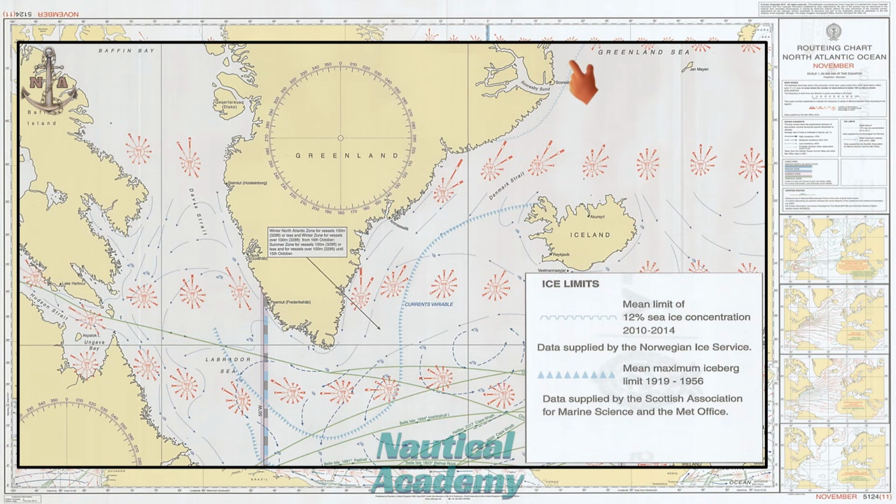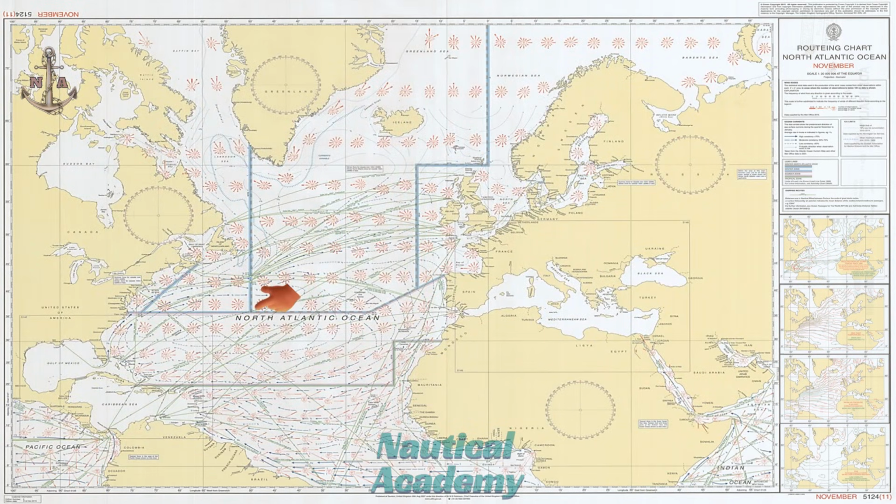sea ice, not icebergs. Next, we have the mean maximum iceberg limit, indicated by a line made of small connected triangles. This boundary is derived from historical data collected between 1919 and 1956, and it shows the furthest extent to which icebergs have been observed. When planning a passage inside this limit, you must be prepared for the possibility of encountering icebergs. Therefore, the entire region enclosed by the iceberg limit line should always be considered a potential iceberg hazard zone and approached with heightened awareness. Now, let's move on to the load line zones.